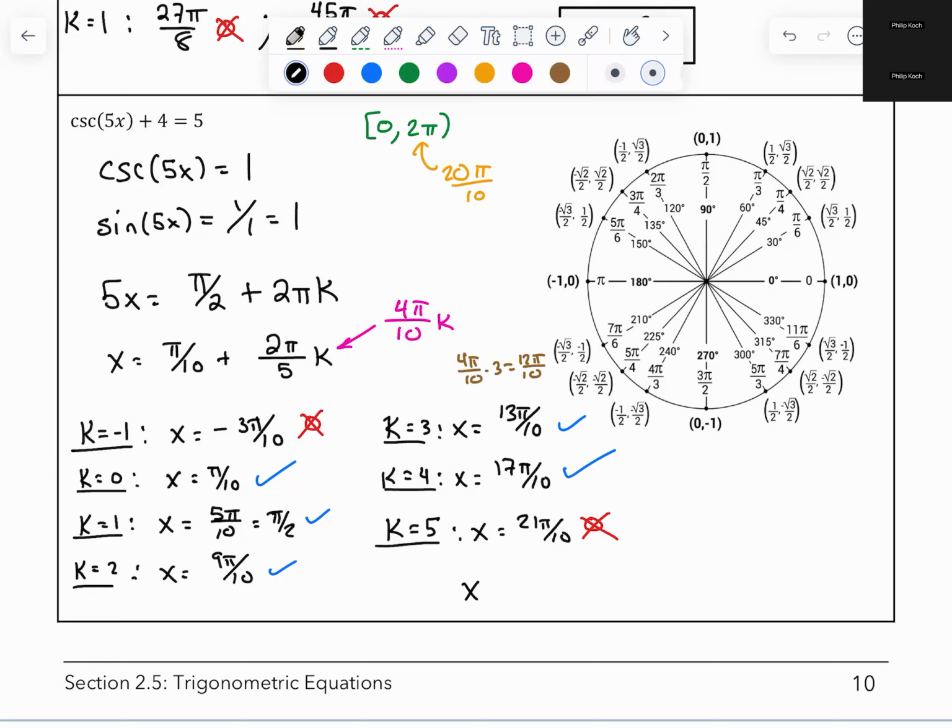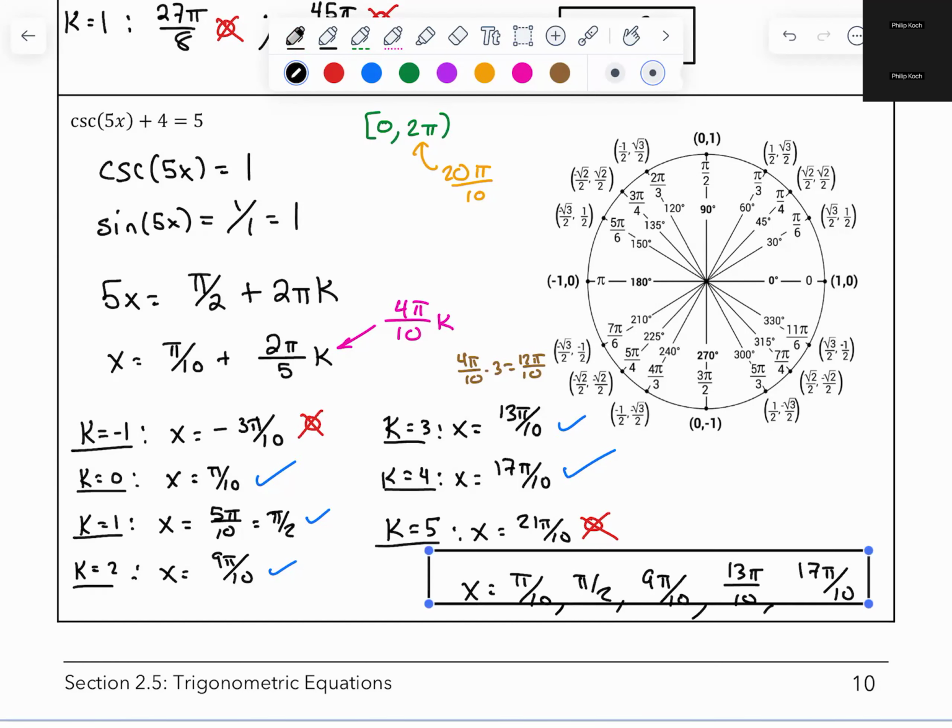So the answer should be x equals pi over 10, pi over 2, 9 pi over 10, 13 pi over 10, and 17 pi over 10. And this makes sense for why we have so many solutions, because we have shrunk the graph horizontally. By making the period 2 pi over 5, it repeats itself every 2 pi over 5. So in 0 to 2 pi, we have 5 of them, 5 repeats.